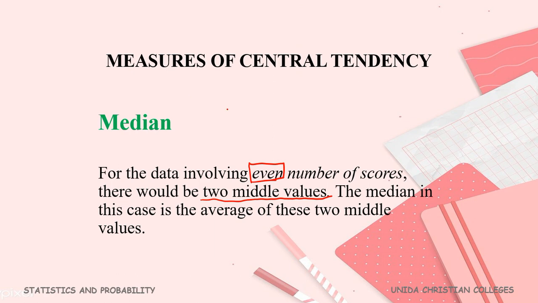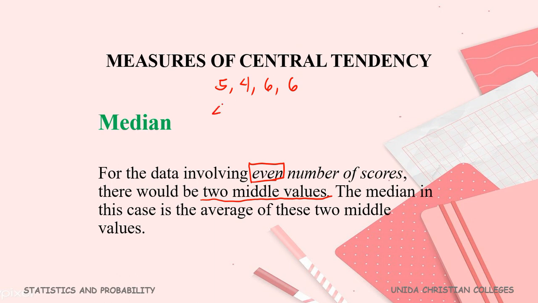Halimbawa po, let's say, ang given ko na lang ay 4, ha? Halimbawa, 5, 4, 6, 6. Ayan. So, as you can see po, we have here 4 datas.